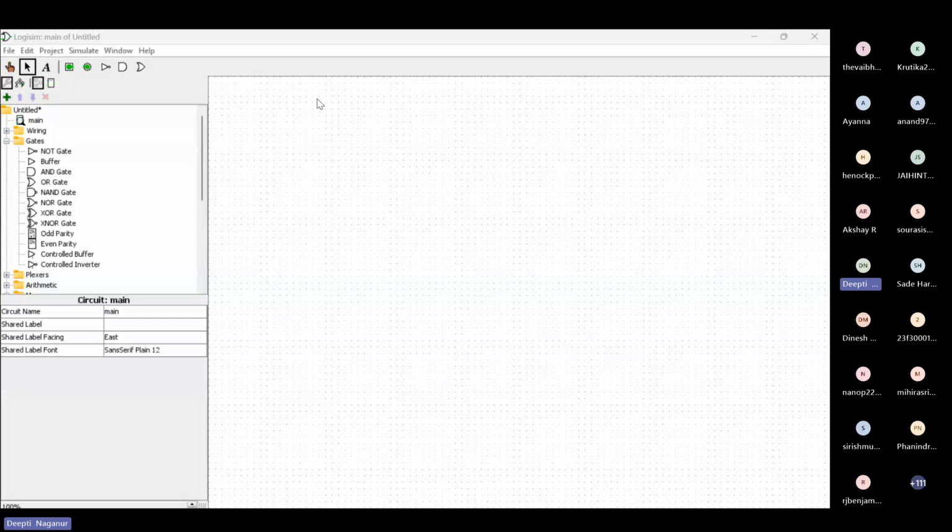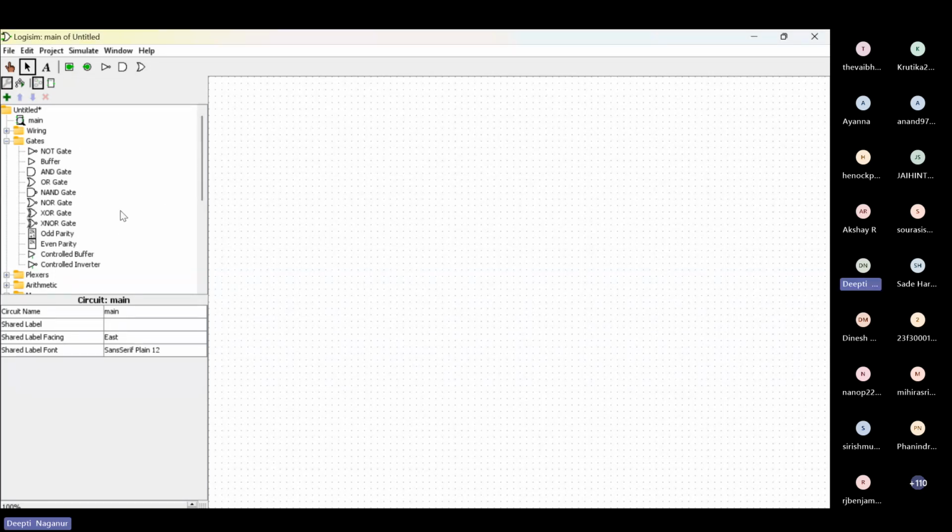Is my screen visible? This is a Logisim screen. What is Logisim? It's a simulation where we can build our own logic gates and test them. Let me try building the one that we just looked into, which was x plus yz equals x plus y into x plus z. First let me build x plus yz.